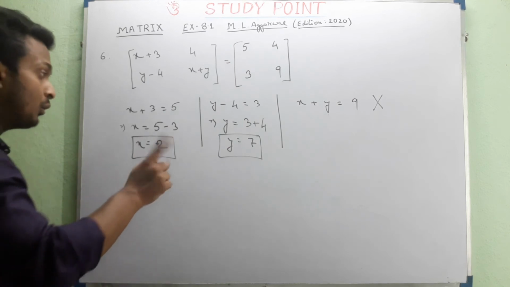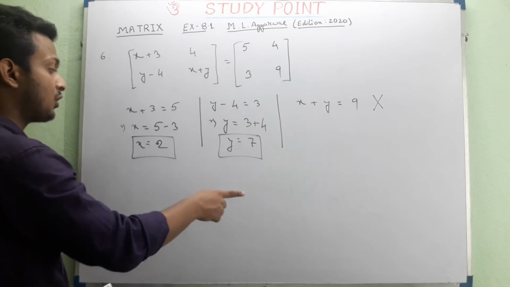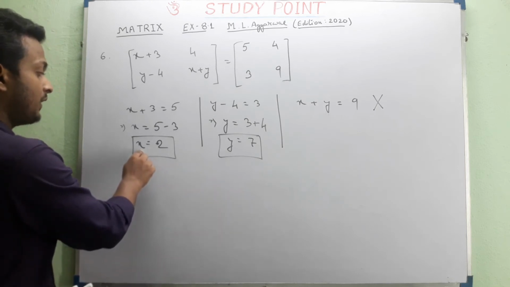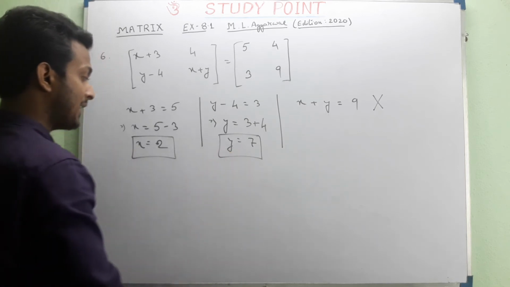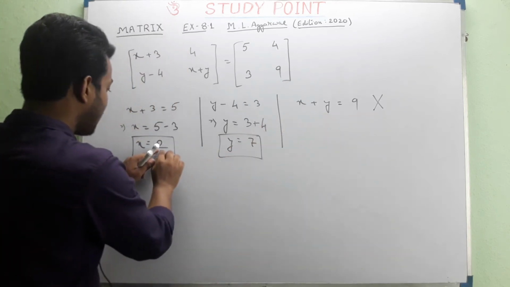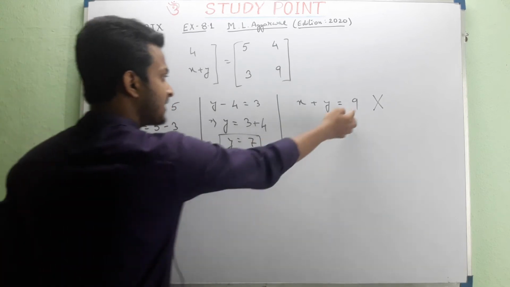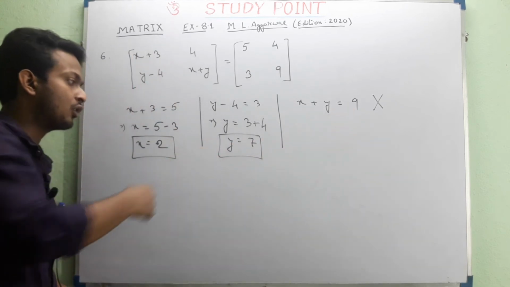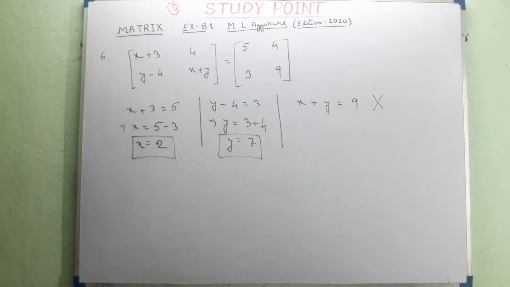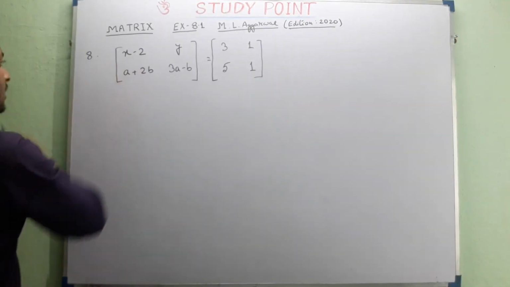But one thing we can do, we can just cross check whether we have done right or wrong. See, from here we have the value of x and from here we have the value of y. And here it is written x plus y. So if we add 2 plus 7, it should be 9. Now check, 2 plus 7, it is 9. So the values that we have got for x and y are correct. The next that I am going to solve is question number 8.